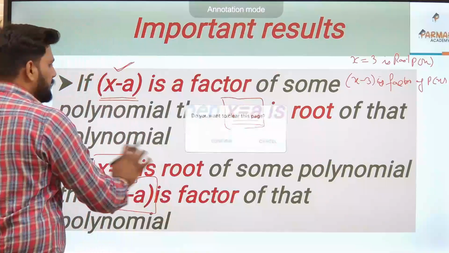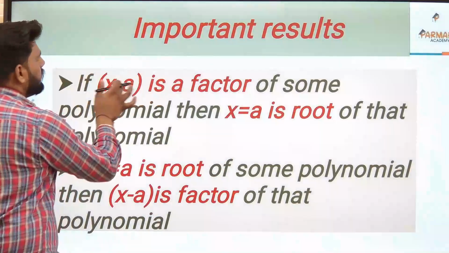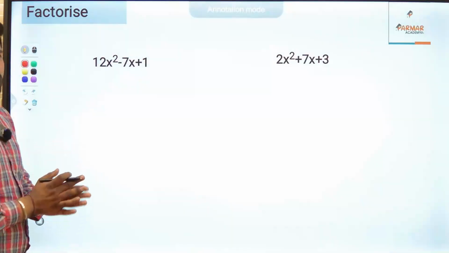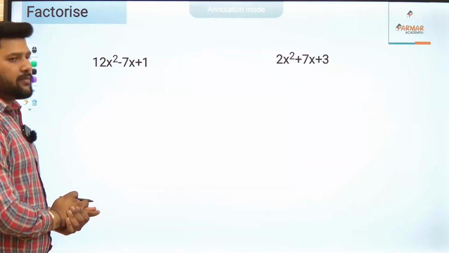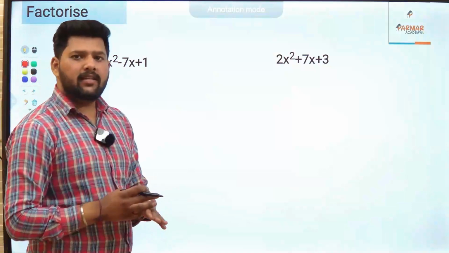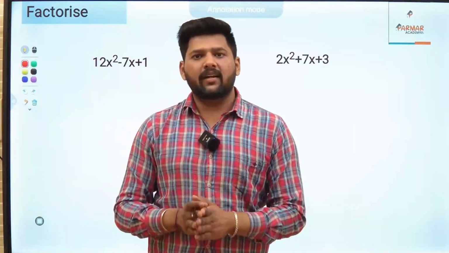The next one is, here we have to factorize the 2-degree term. The first is 12x square minus 7x plus 1. We will factorize this polynomial with the middle term splitting method.